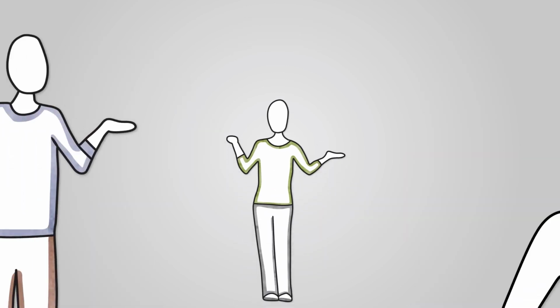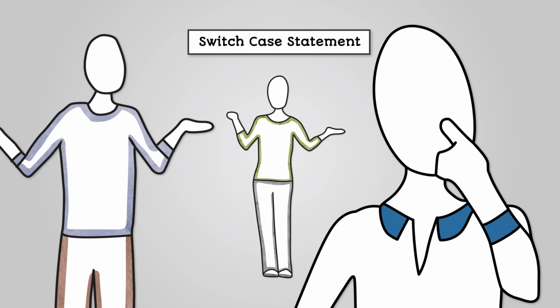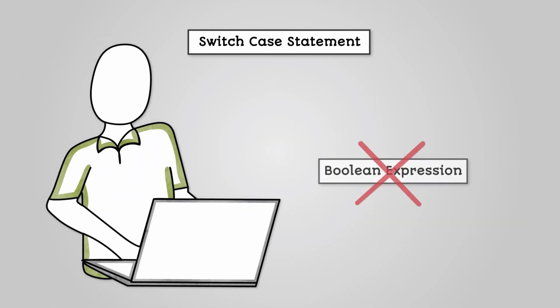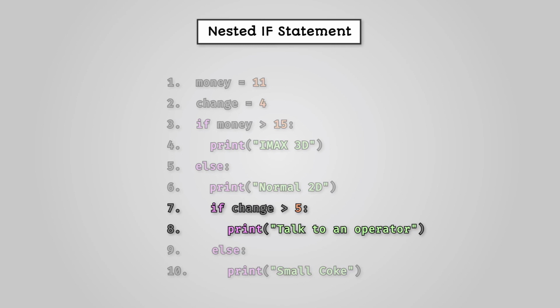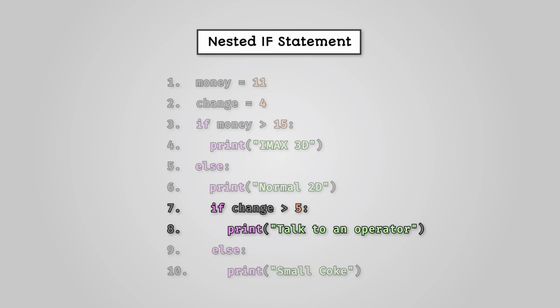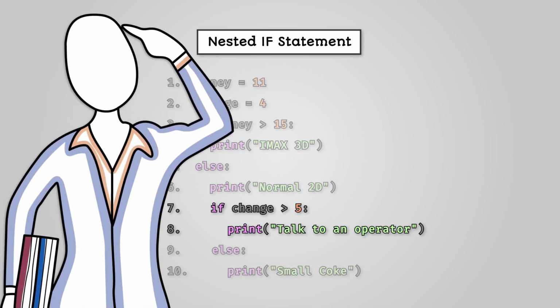So, a way of dealing with selection statements with many options is a switch case statement. A switch case statement will not work with Boolean expressions, only single values. You can have one if statement inside another, and this is called a nested if statement. When you are nesting code in Python, the indentation becomes very important, as it shows to which if or else statement your code belongs.